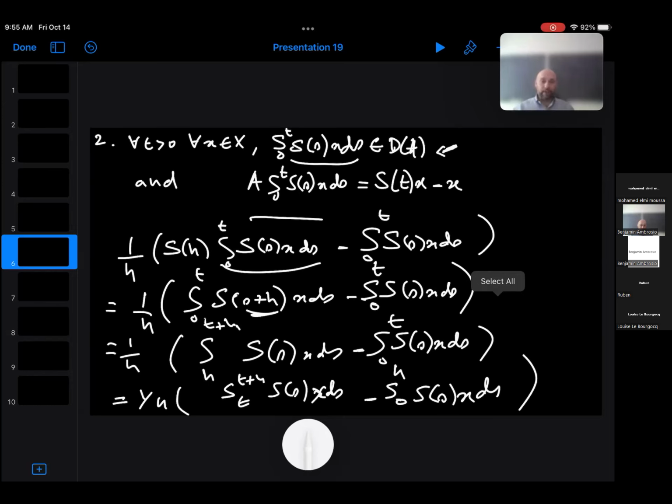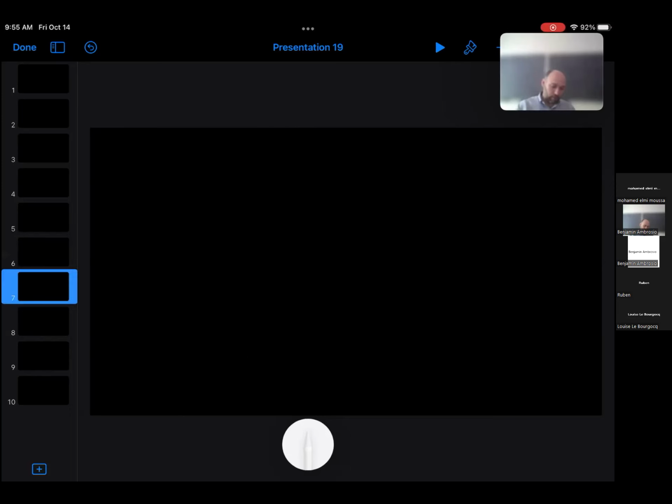And then that's it, because this is going to converge towards S_t of x, and this is going to converge to S_0 of x, but S_0 of x is the identity. So I got the result. The quantity before converges to S_t of x minus x. So point 2 is done. Any questions?